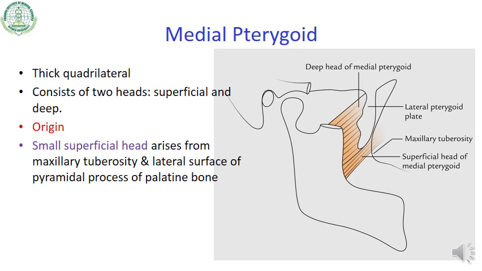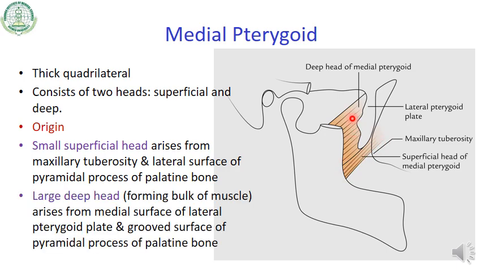Now coming to the origin, the small superficial head is arising from the maxillary tuberosity and lateral surface of the pyramidal process of the palatine bone. So this is the superficial head, its origin.